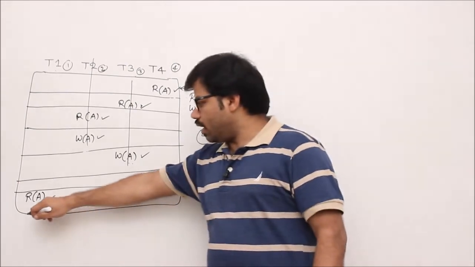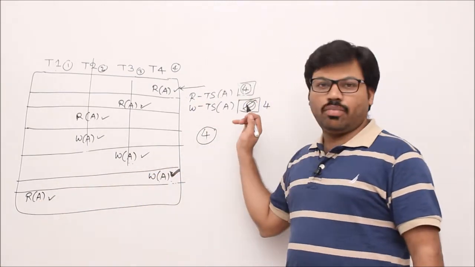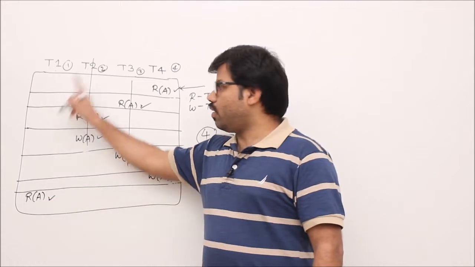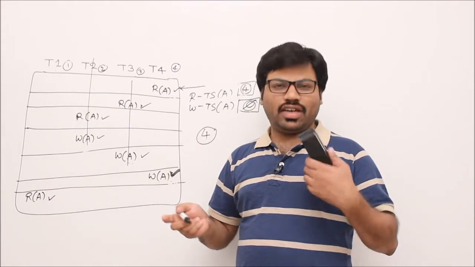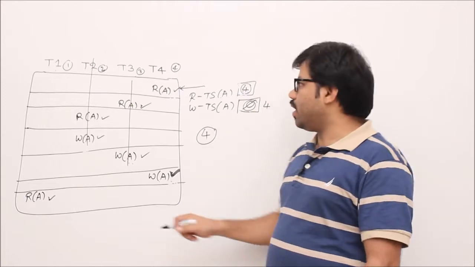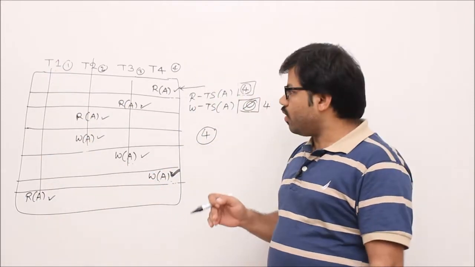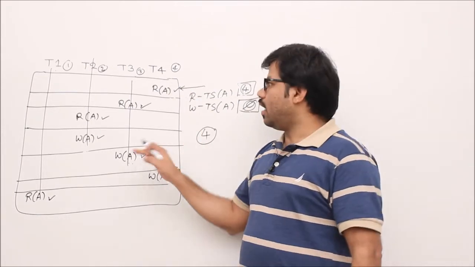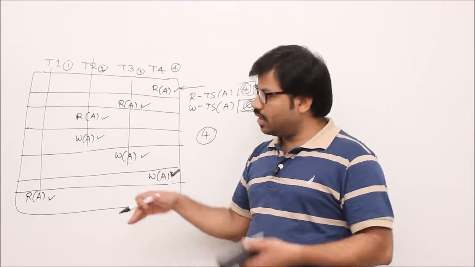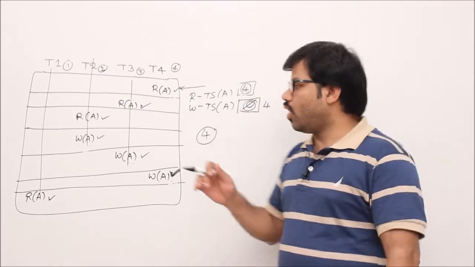Now, when you are reading here in T1, who is the youngest writer? 4. But what is your number? 1. First you should read, then he should write. Now you are going to read wrong data. That's why this T1 will be cancelled and restarted. So what I want to say is finally only T4 got perfectly executed. Other transactions are going to be restarted and executed later. That's the idea. Understand? And one more thing.